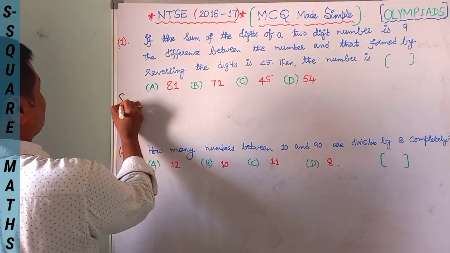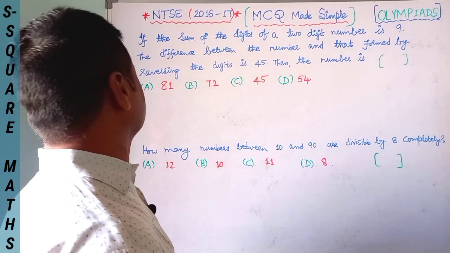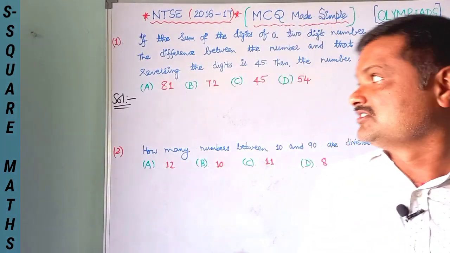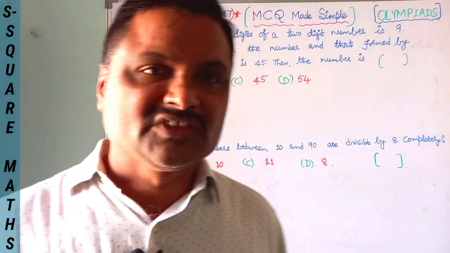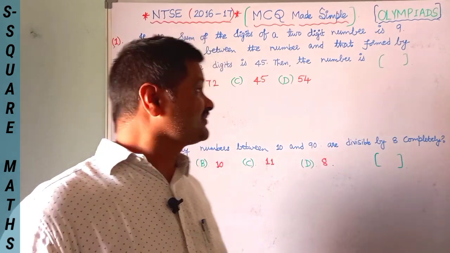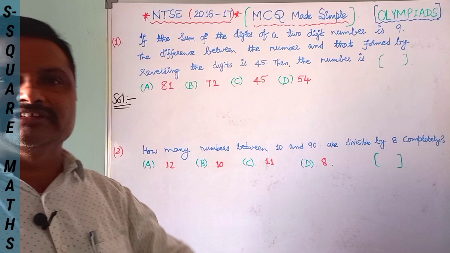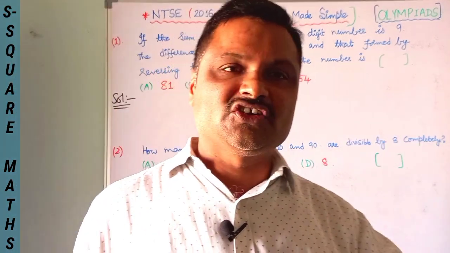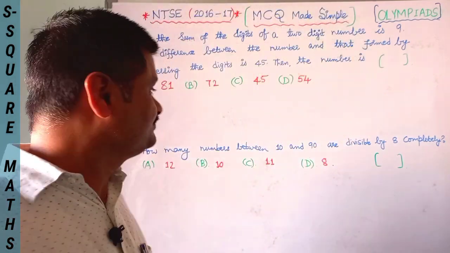So now, if the sum of the digits of a 2-digit number is 9, and the difference between the number and the number formed by reversing the digits is 45, then the number is. So you know very well that a 2-digit number. A, B, C, D, all the options are 2-digit numbers. Two conditions were given. We have to satisfy two conditions to get the final answer. So let us switch on here now.